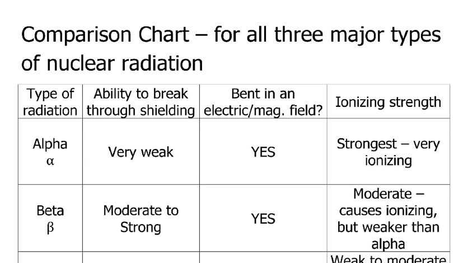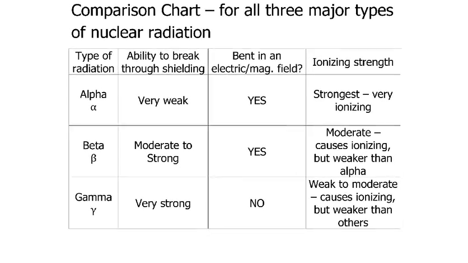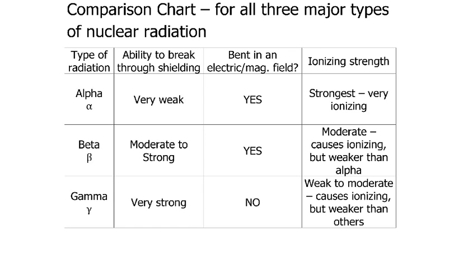Okay, so here's a comparison chart to sum up the different kinds of radiation. All right, alpha particle: relatively large, ability to break through shielding, it's very weak. Can it be bent in an electrical or magnetic field? Yeah, it has an electrical charge, so it can be bent. And we'll talk more about this later. For now, just know yes, alpha radiation can be bent in electric or magnetic fields.